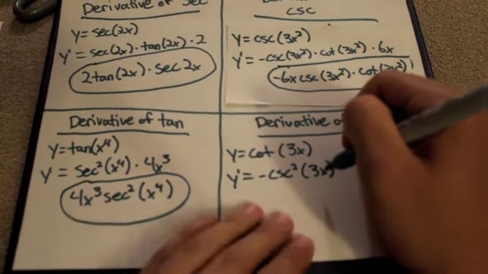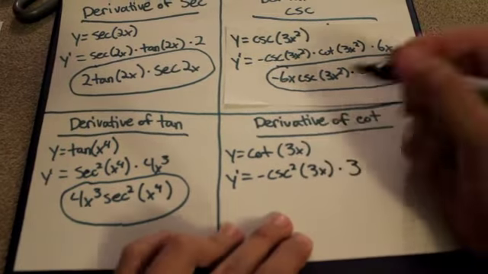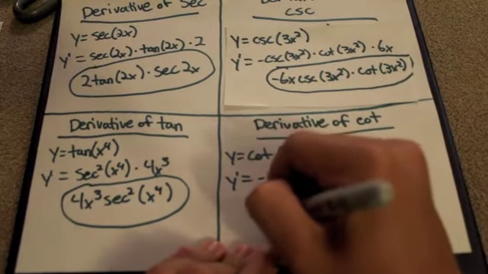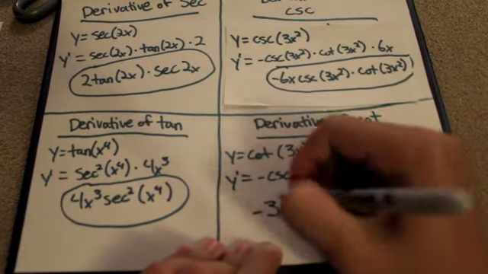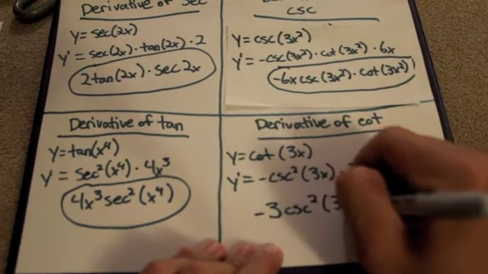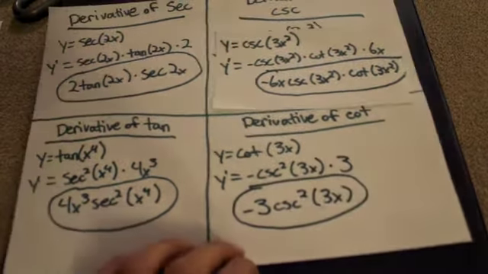and then just like we did with the derivative of tangent, you find the derivative of the inner function. The derivative of 3x is 3, multiplied by cosecant squared 3x, and that would be the derivative of this function. If you wanted to simplify it, it would be negative 3 cosecant squared 3x. And that's how you find the derivative of cotangent.